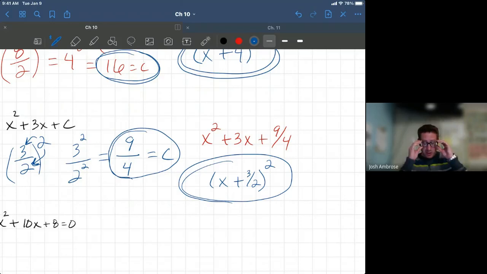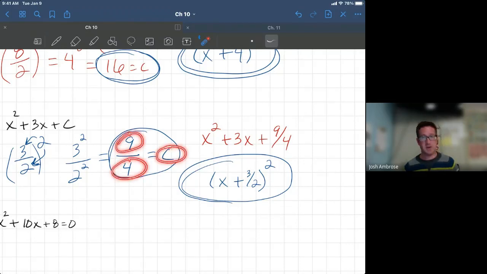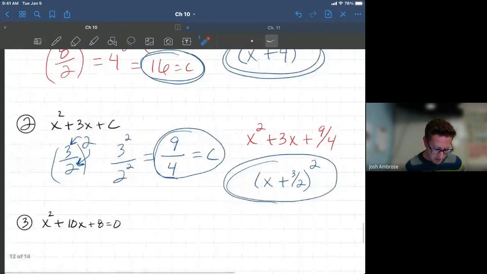Okay, you should notice something. There's a little bit of a pattern here. These values are what we will use in the binomial, but the value of c is always taking those values and squaring them. All right, so that's the connection, the relationship between those two. All right, let's do another one.